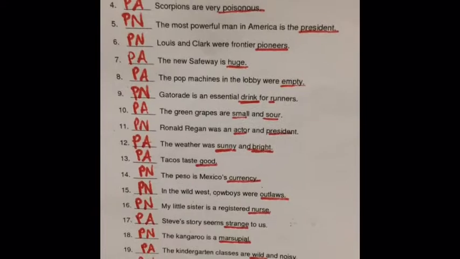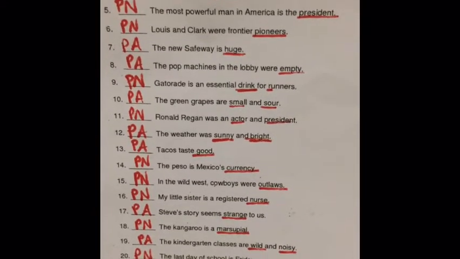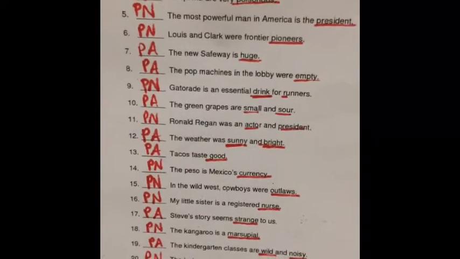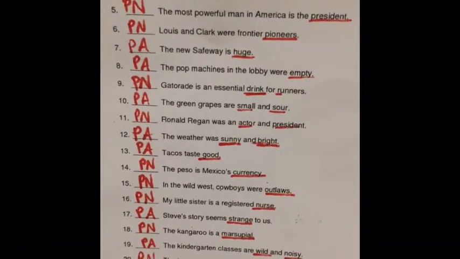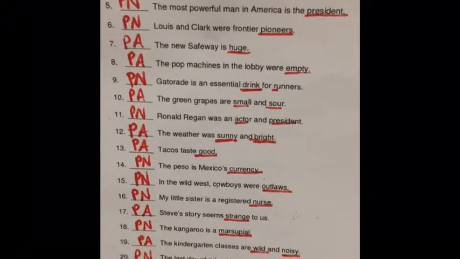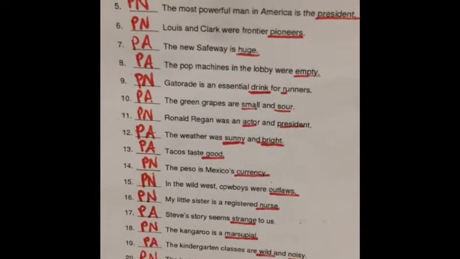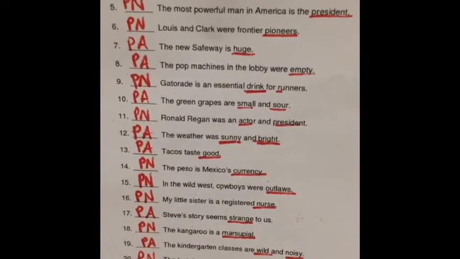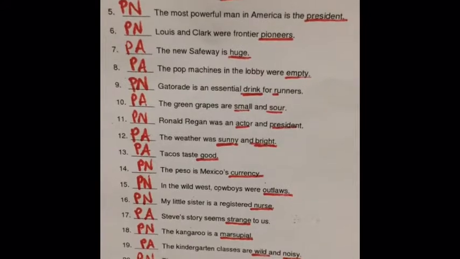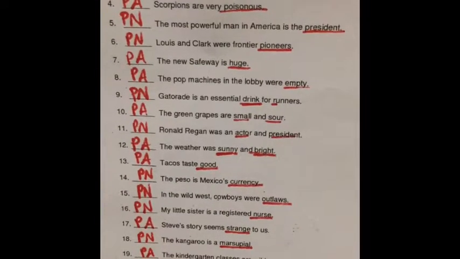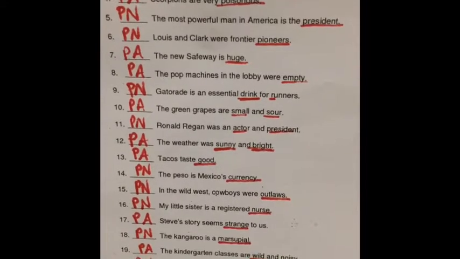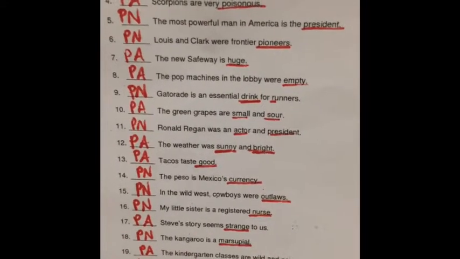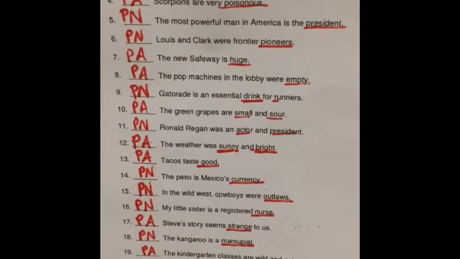Lewis and Clark were frontier pioneers. Pioneers is your predicate nominative. Number 7, huge, predicate adjective. Number 8, the pop machines in the lobby. Now, what is the subject of this sentence? It's not lobby, is it? It's not talking about the lobby. So, do you understand? Your subject is machines. And what were the machines? They were empty, so that's a predicate adjective.